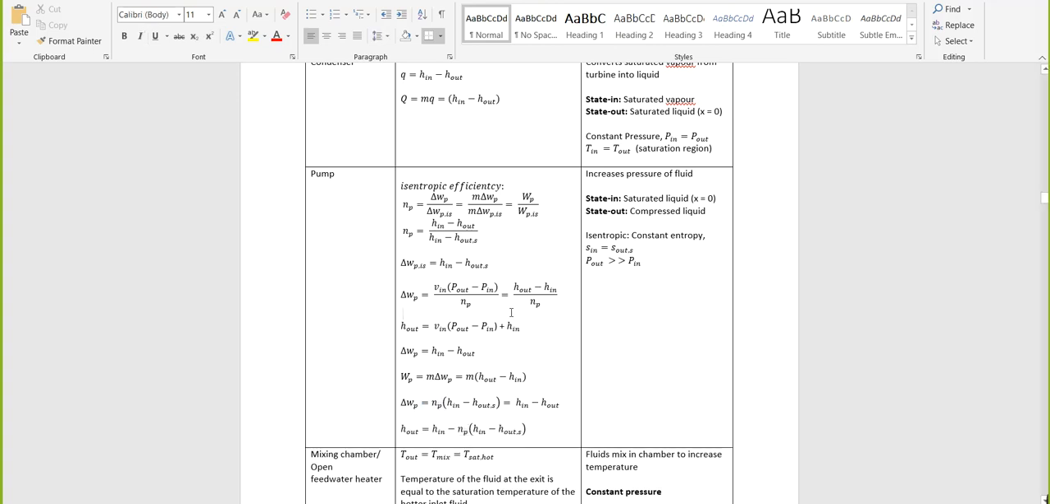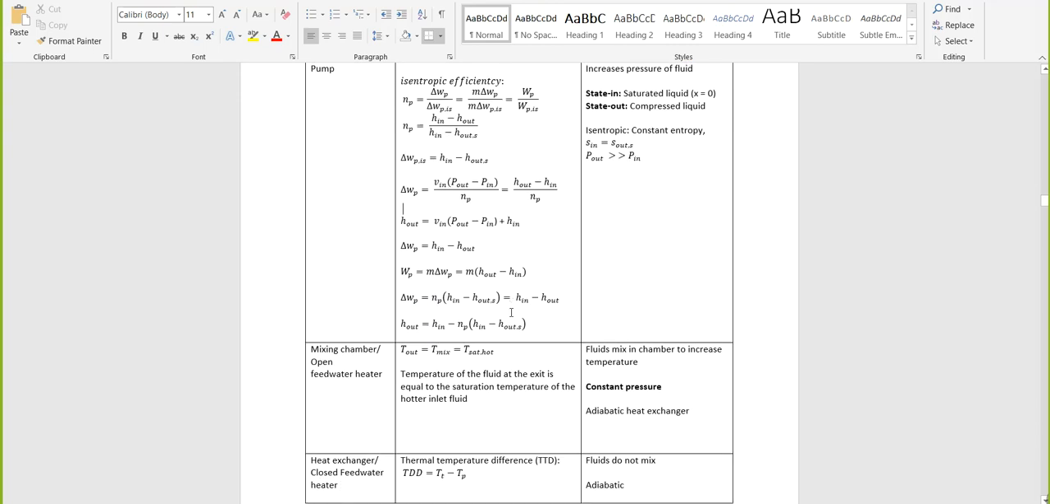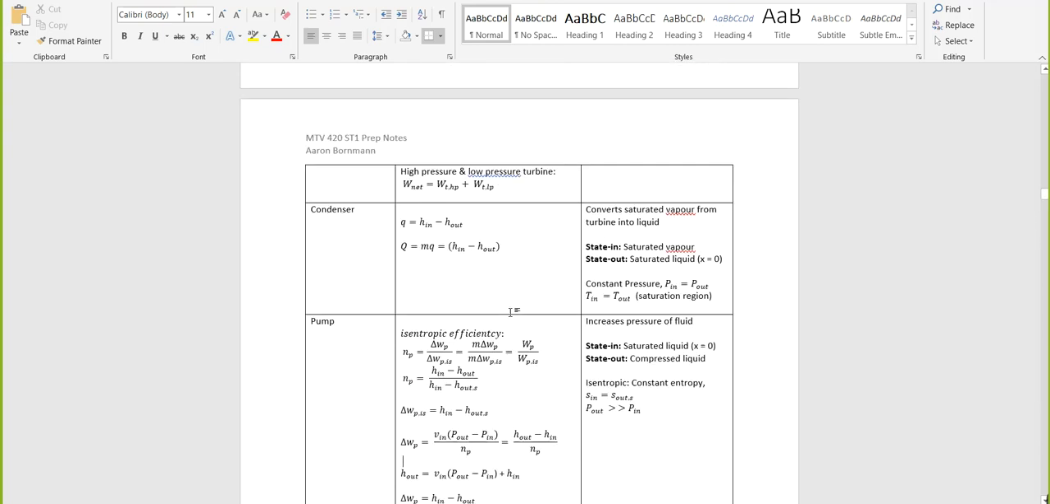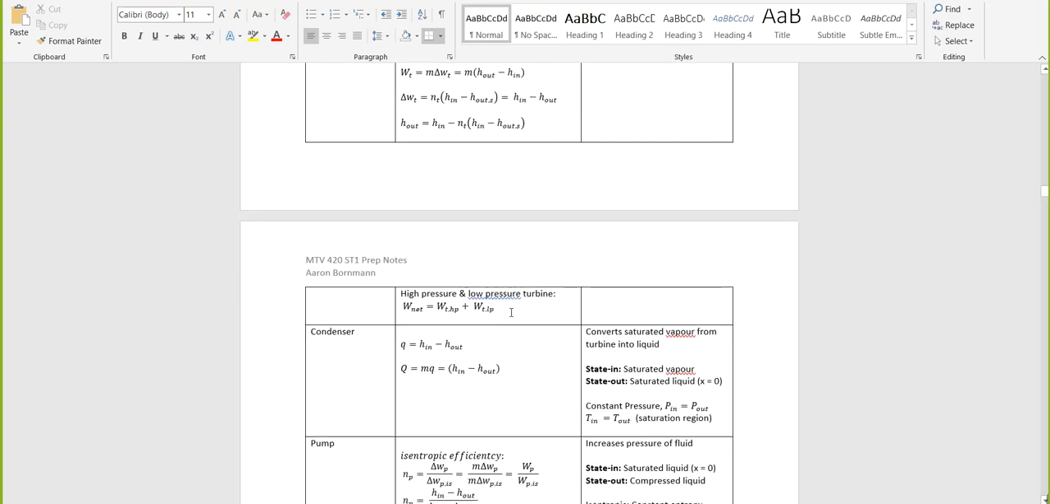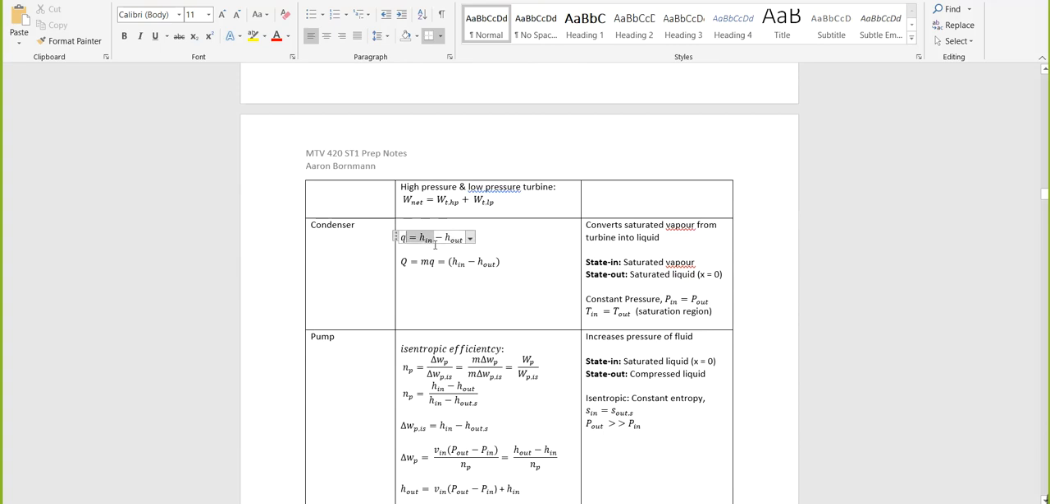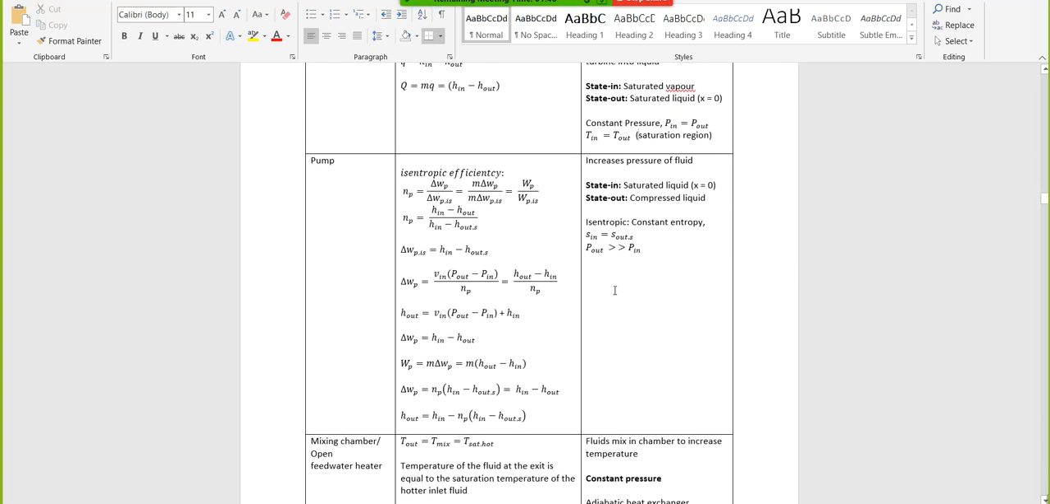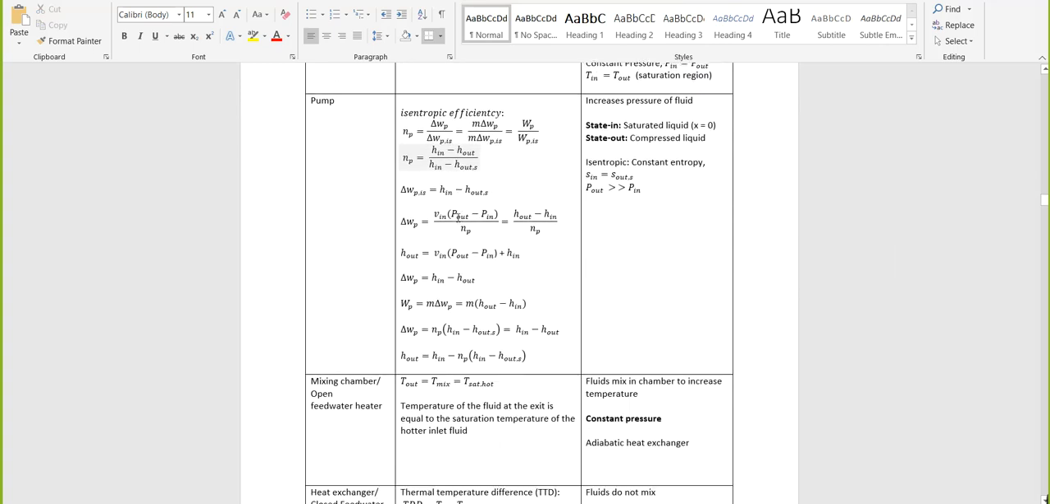Okay, so what we do now is we got a turbine, then the condenser has very simple equations. It's just this. That's all you can pretty much do for the condenser. Just note the constant properties here, and that T in equals T out in the condenser, because it's in the saturation region, right? Isentropic efficiency.